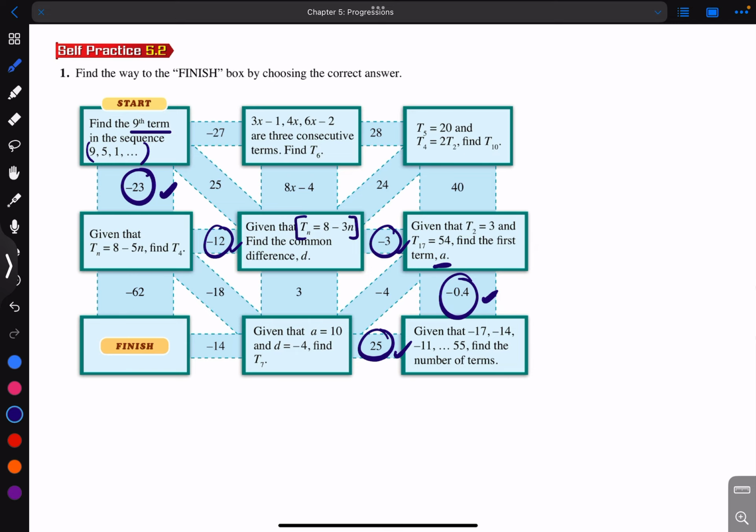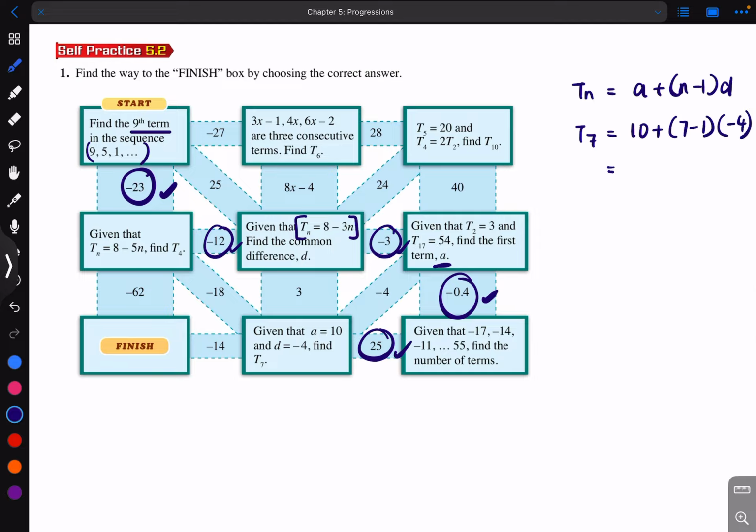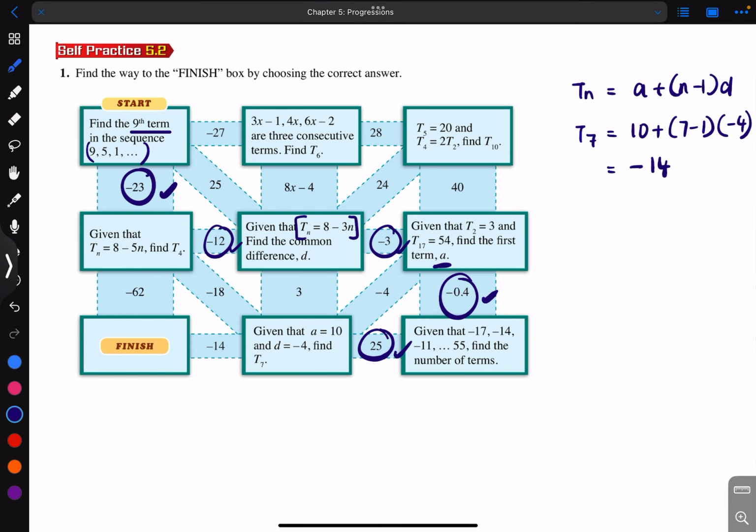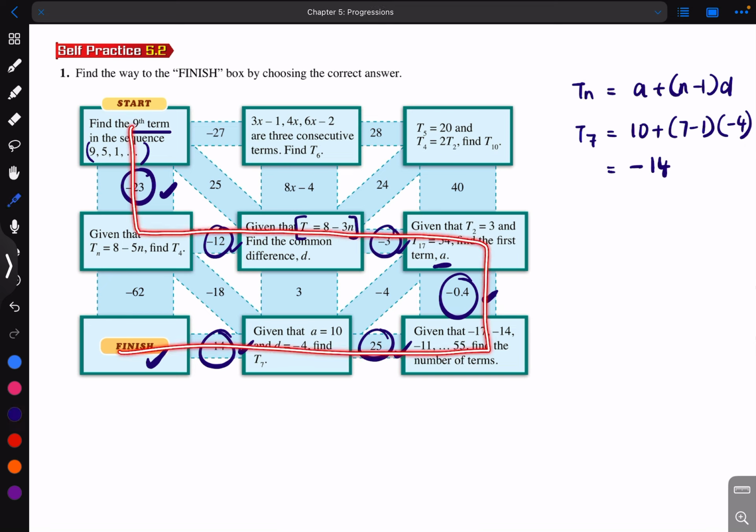Okay. Then, given that A is 10, D is negative 4, find T7. Straightforward question. So Tn is A plus n minus 1 d. So T7 will be A plus 7 minus 1 d. 10 plus 7 minus 1 is 6 times negative 4. We get negative 14. Done. And we are at the finish line. So we have to go from here like this, and like this. That's it.